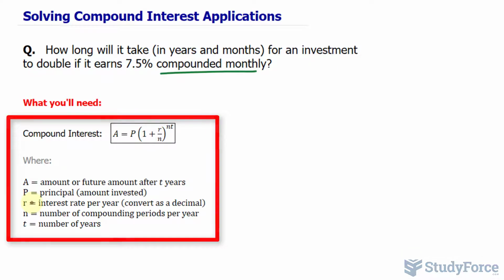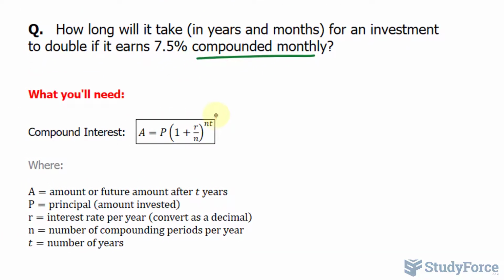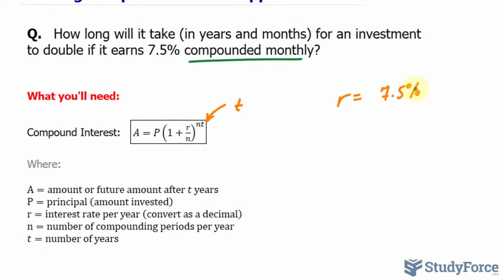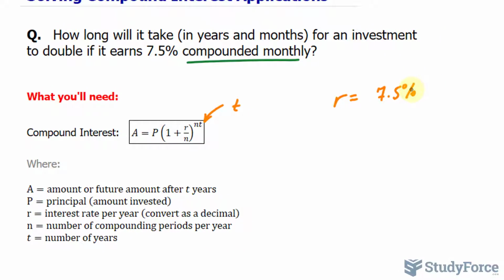They're asking us how long it will take, so they are looking for T for an investment to double if it earns 7.5%. 7.5% represents R, which is the interest rate per year. So let me write that down. R is equal to 7.5%. And when you're dealing with interest, you want to convert it to a decimal. So to convert 7.5 into a decimal, we divide by 100%, and we end up with an R value that is 0.075.